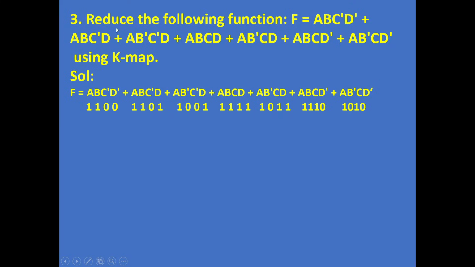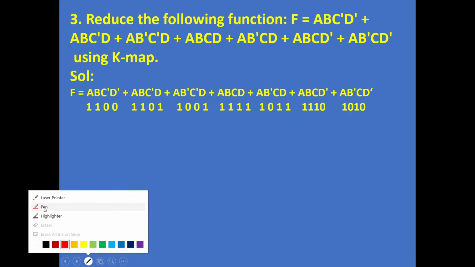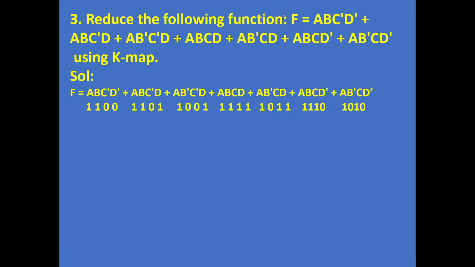Okay, so next, reduce the following function. If you observe here, four variables are there, A, B, C, D. So A, B, C, D means it's a four variable function. So how many squares will be there? 16. Sixteen squares will be there here.